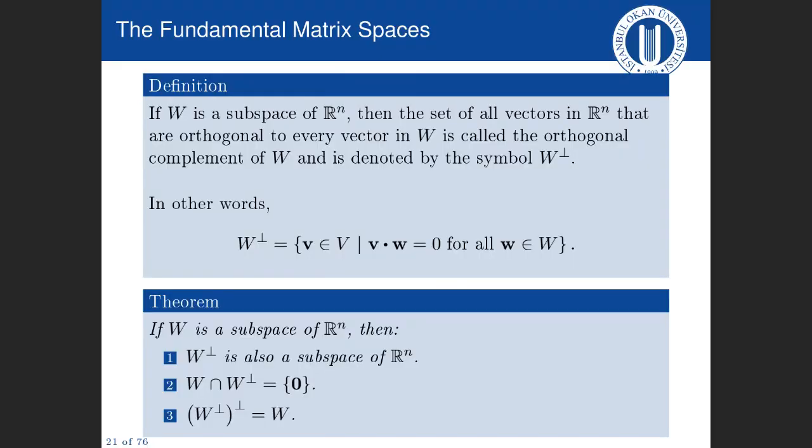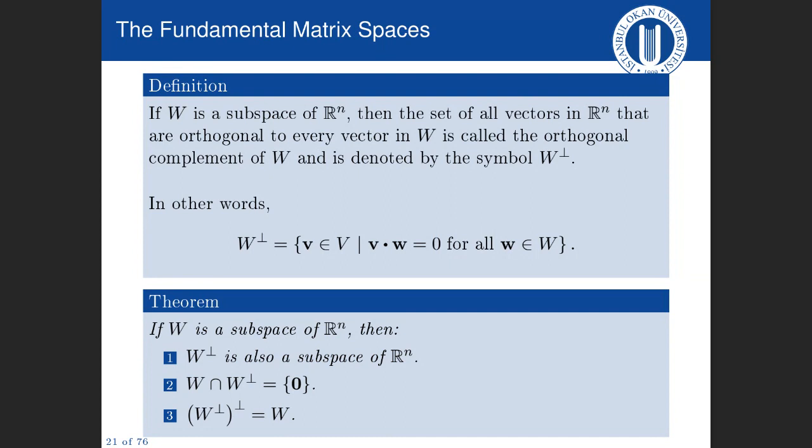And if W is a subspace of Rn, then we can say that the orthogonal complement of W is also a subspace of Rn. W intersection with its orthogonal complement is the set containing only the zero vector. And number 3, the orthogonal complement of the orthogonal complement of W is just W.